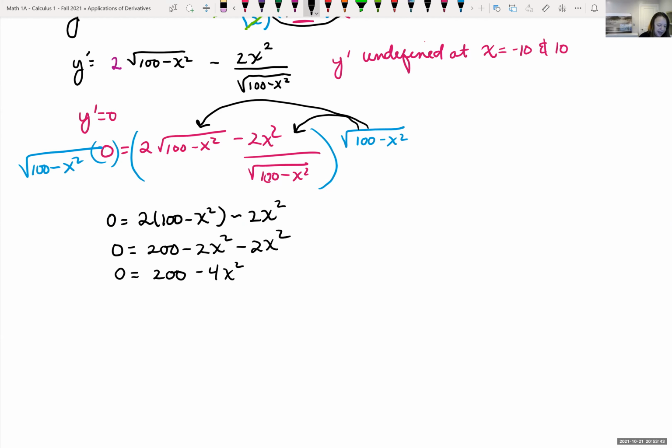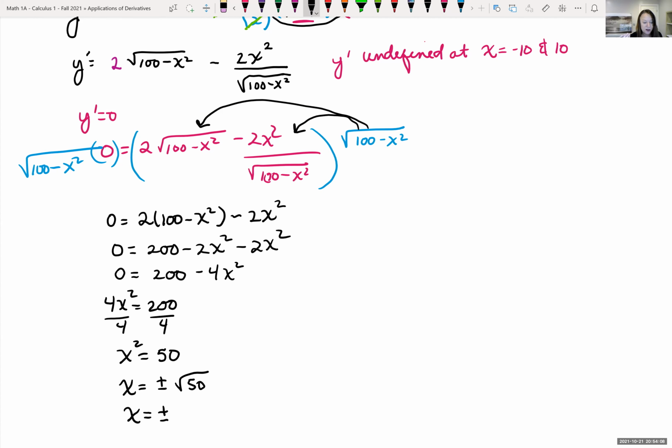So if I do that, I add 4x squared to both sides. I get 4x squared equals 200. Divide both sides by 4. I get x squared equals 50. And then x is equal to plus or minus the square root of 50.